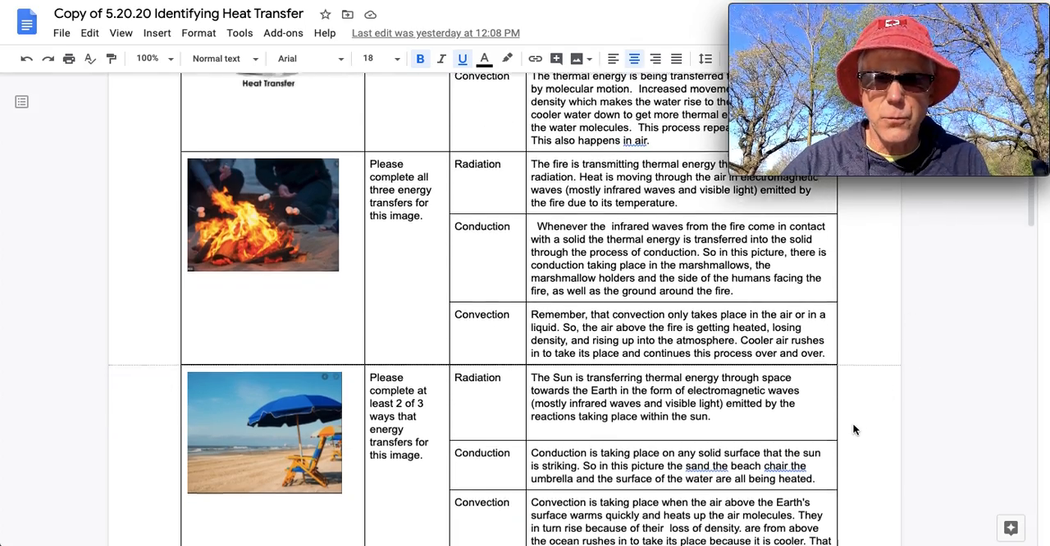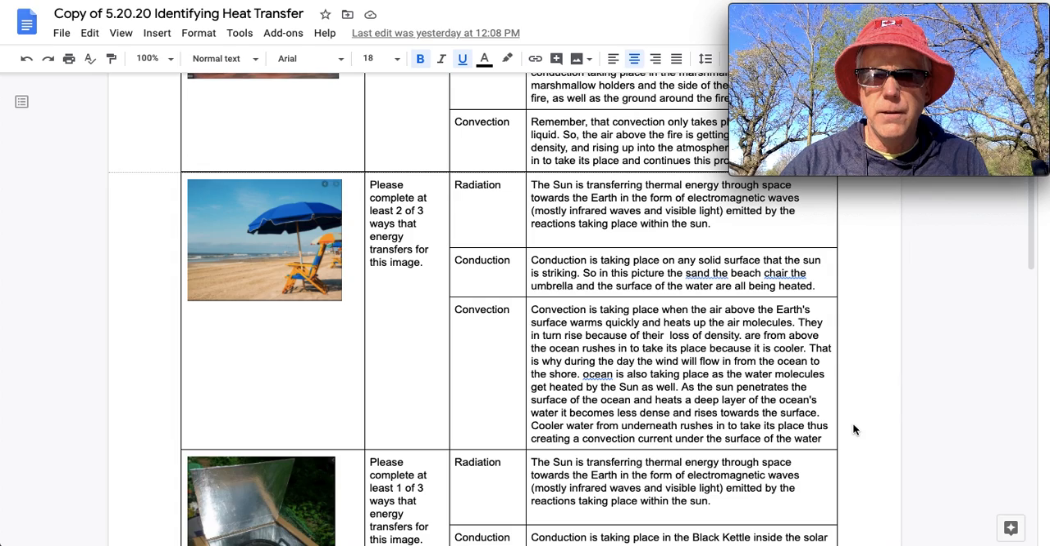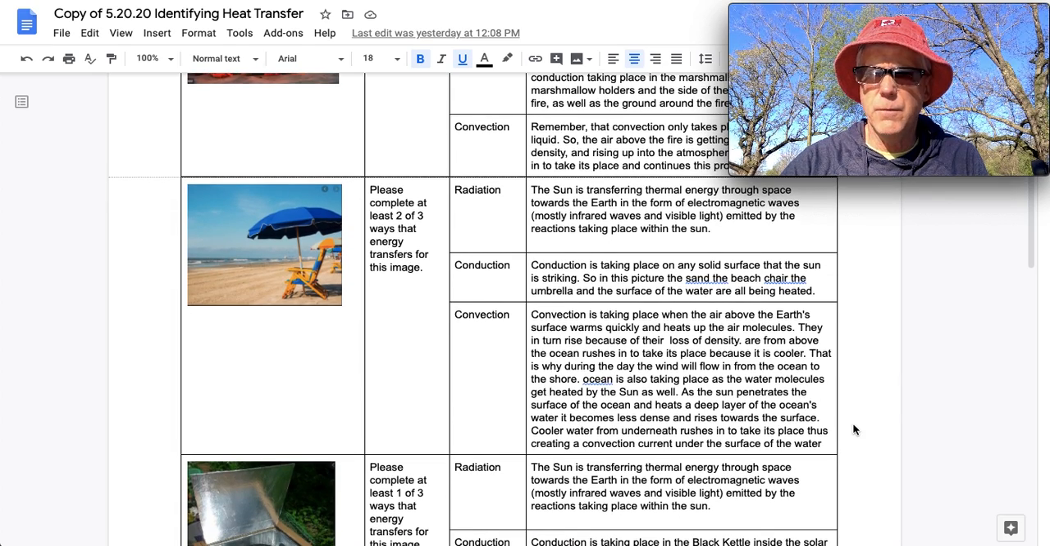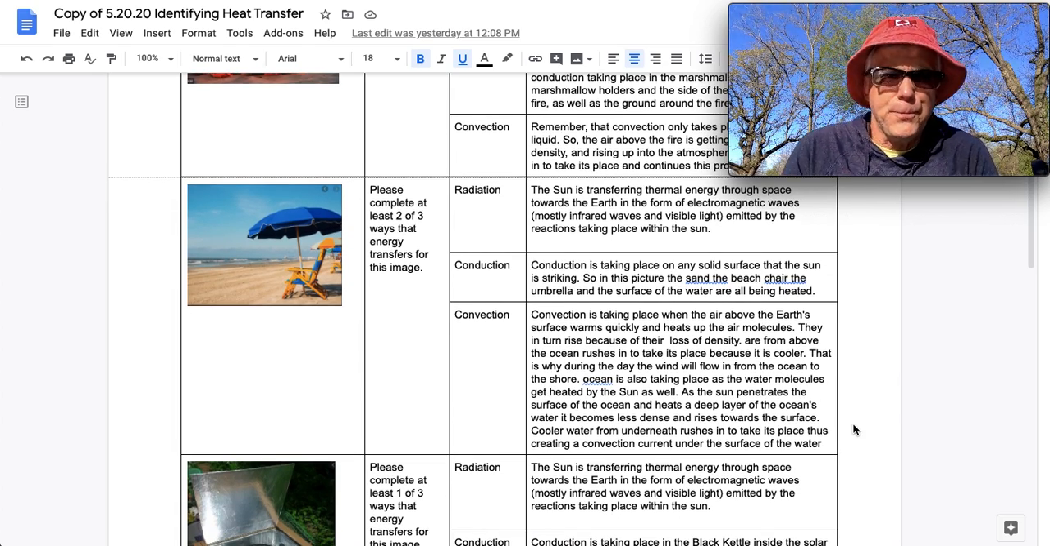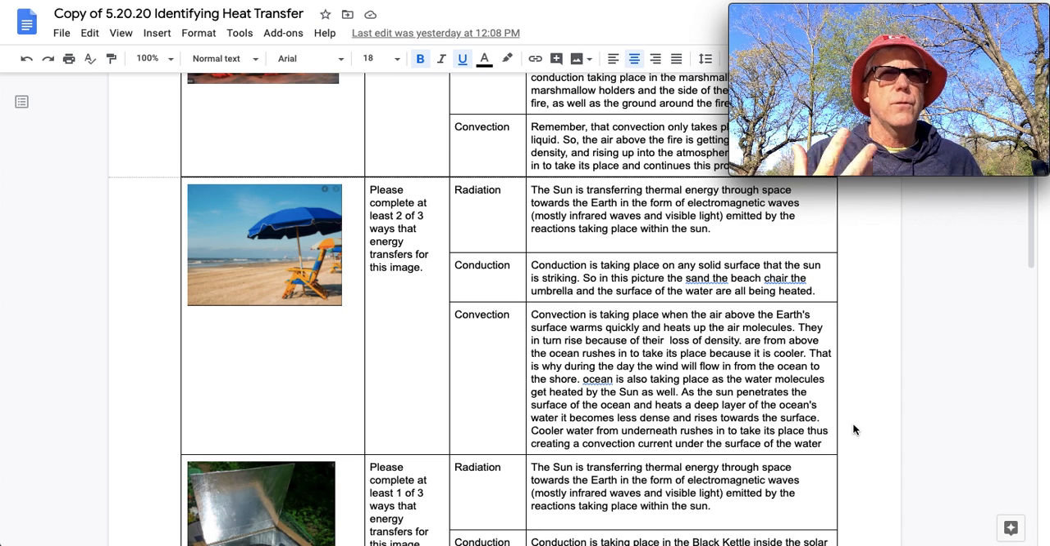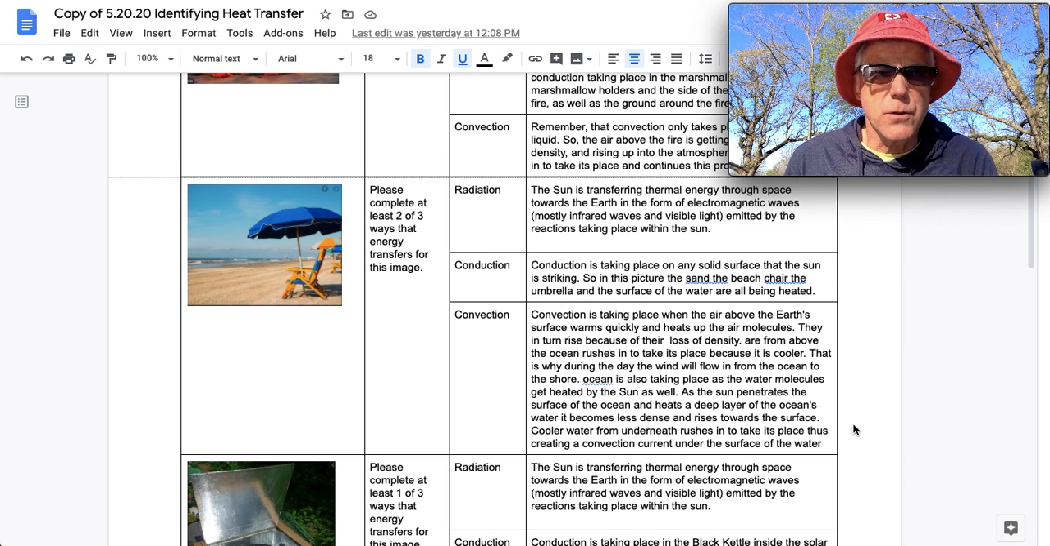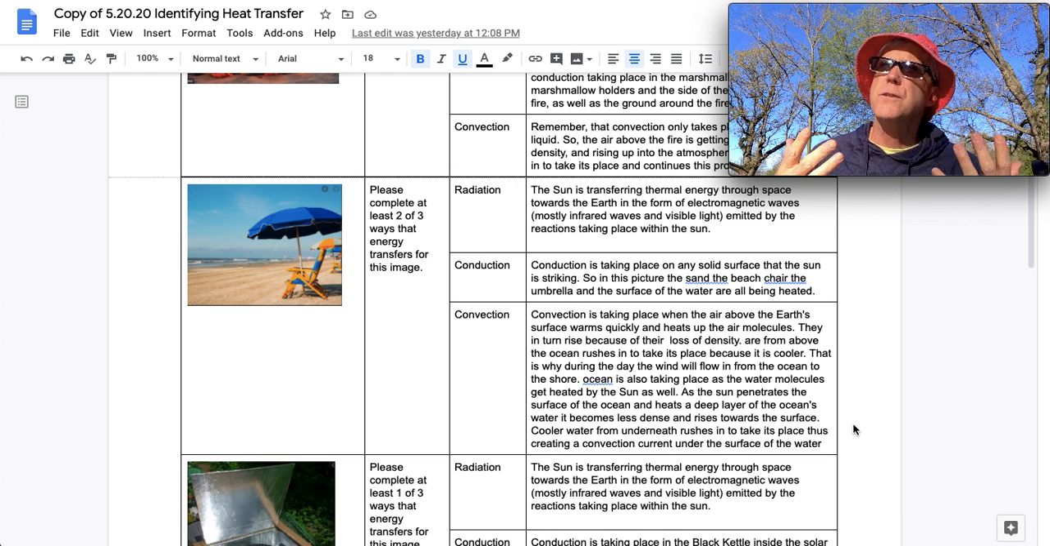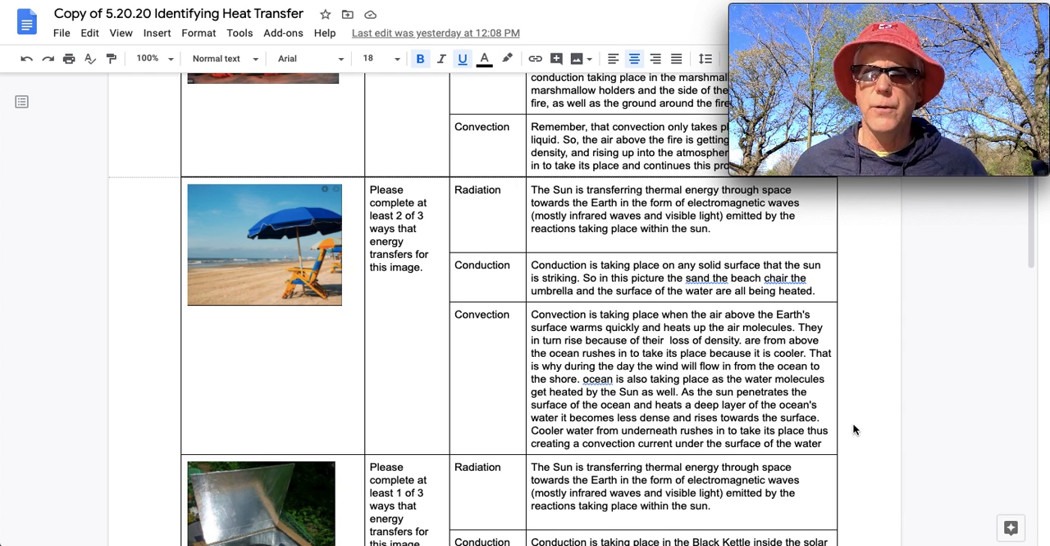All right, in our next one, we have a beach scene, one of my favorite places to be, but I haven't been to in a long time. The sun is radiating that thermal energy through space towards Earth in the form of electromagnetic waves emitted by the reactions taking place on the sun's surface. Those are traveling down through us, and kind of like me right now, my face is getting warm, even though it's kind of cool out here right now.